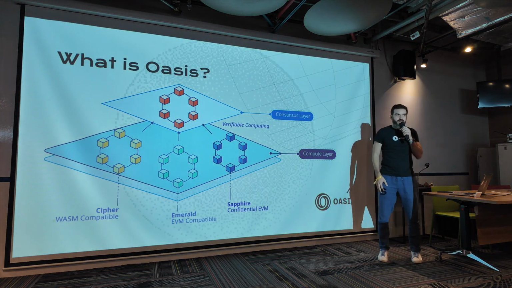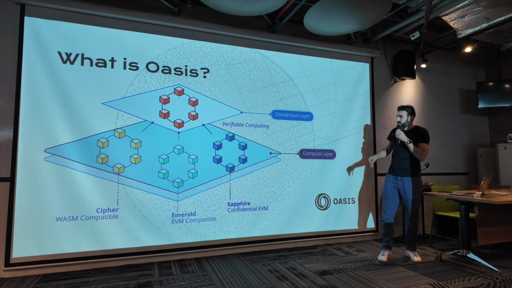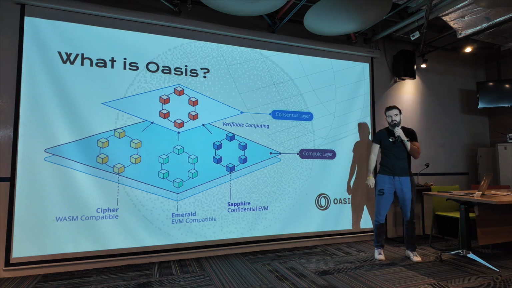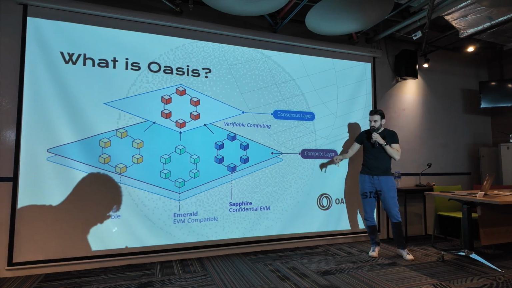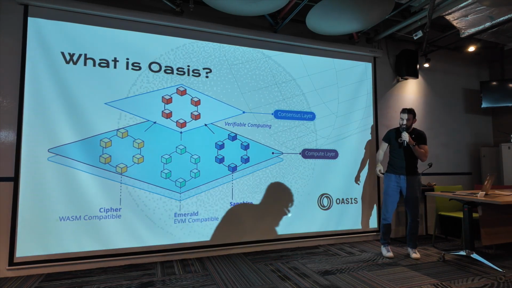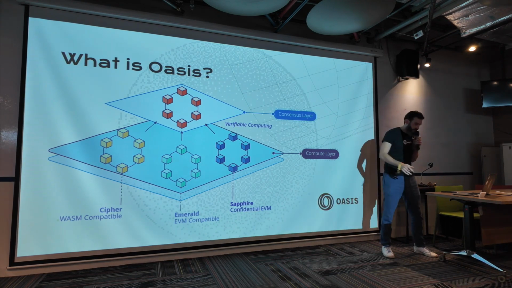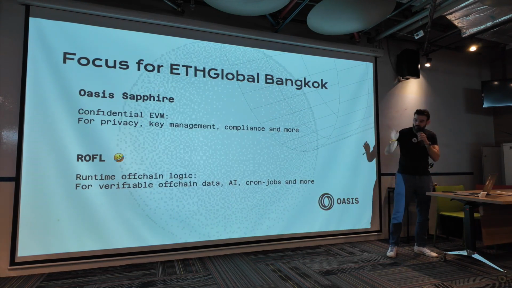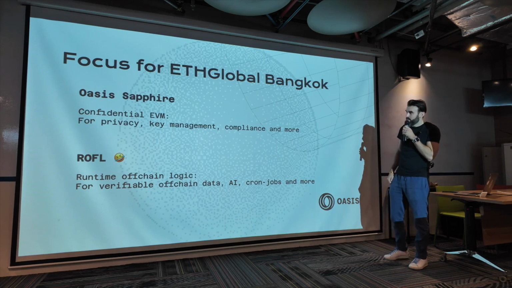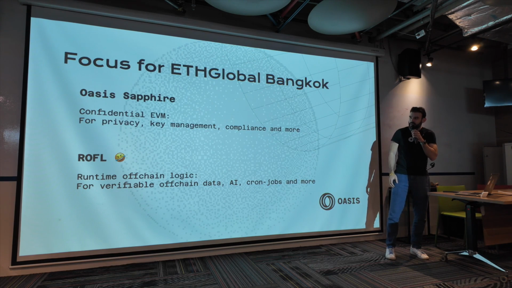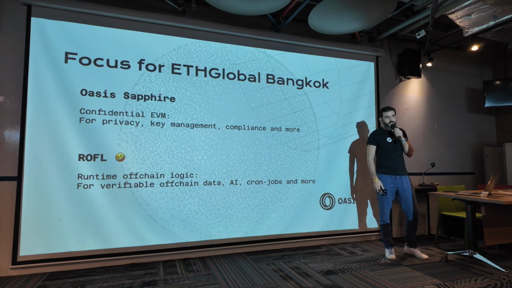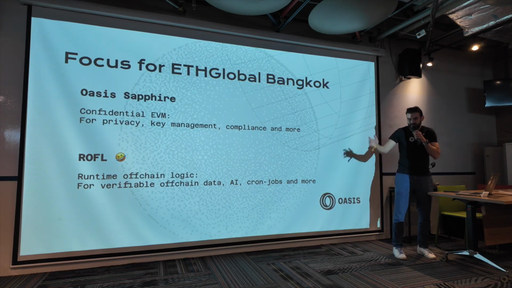What is Oasis? It's a whole blockchain with a consensus layer and a compute layer. On this compute layer you can run multiple runtimes, confidential or non-confidential, EVM, non-EVM. What we will focus on for ETH Global this time is Oasis Sapphire, which is a confidential EVM, and ROFL, which is our new runtime for off-chain logic.